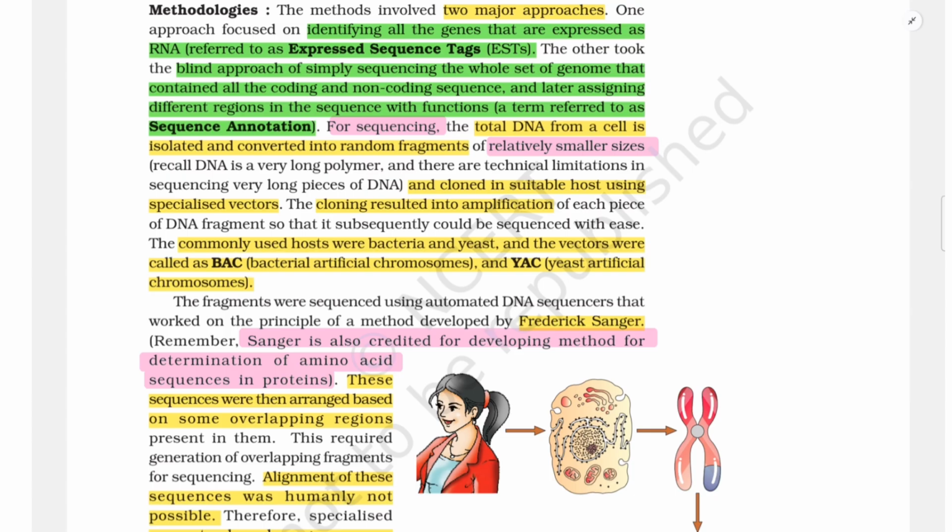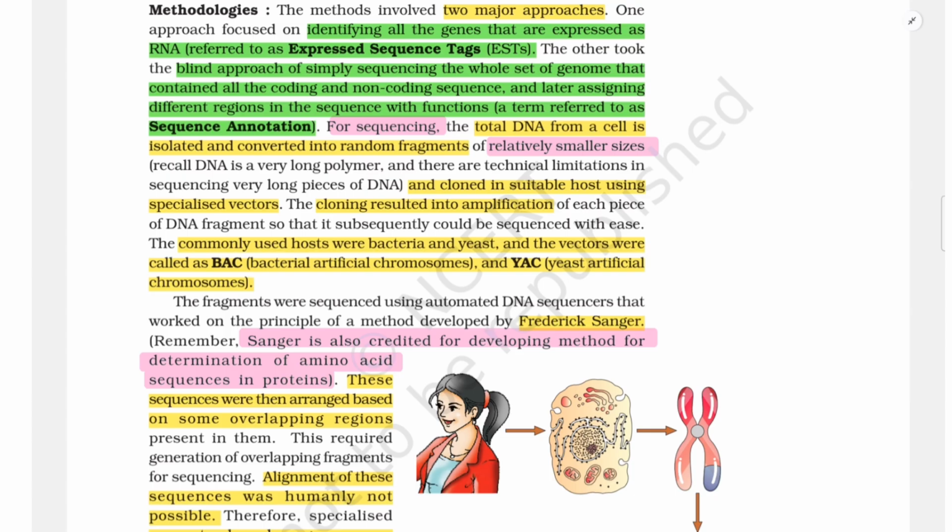For sequencing, the total DNA from a cell is isolated and converted into random fragments of relatively smaller sizes. Recall DNA is a very long polymer and there are technical limitations in sequencing very long pieces of DNA, and so the fragments were cloned in suitable hosts using specialized vectors. The cloning resulted in amplification of each piece of DNA fragment so that it subsequently could be sequenced with ease.